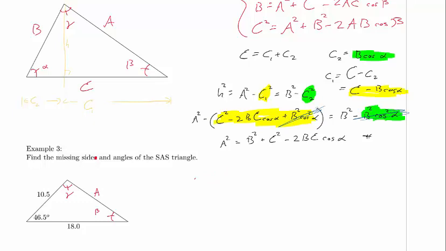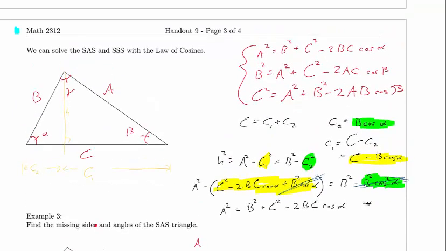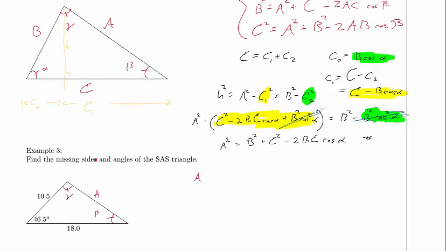So we've got, which means we're using the original form of the equation, but note that each of the three has the same form, so it's not too hard to switch back and forth. So we have a squared equals b squared plus c squared minus 2bc cosine alpha.